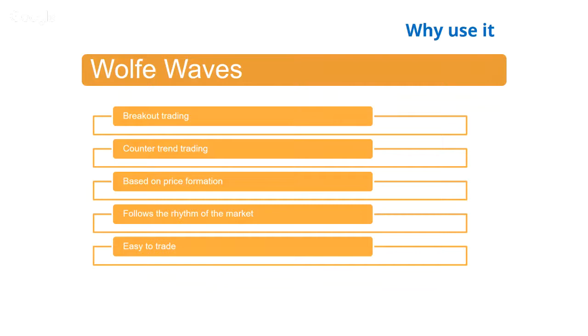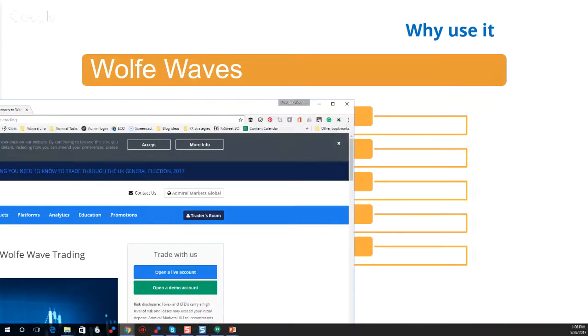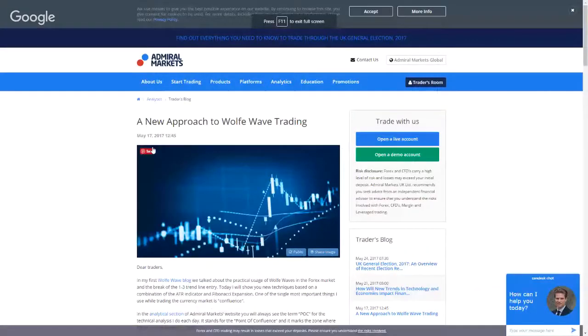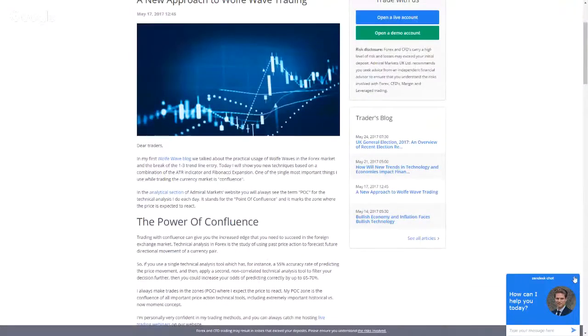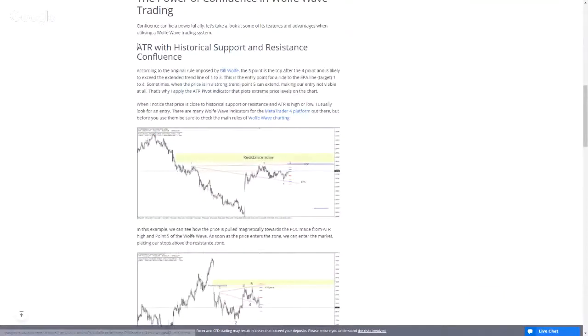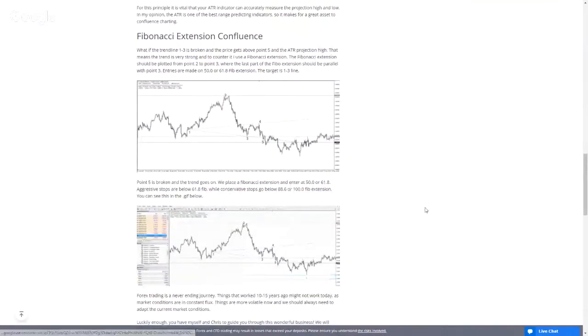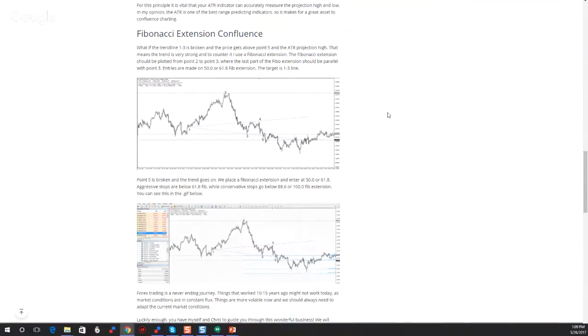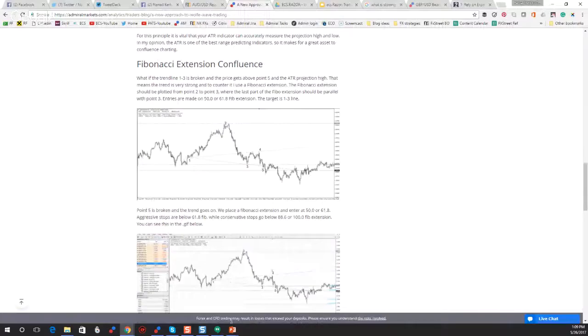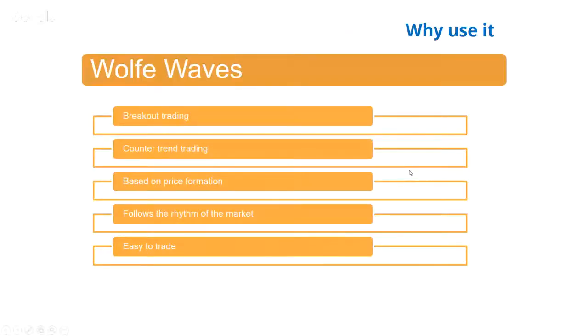Now here in this blog that I did with Admiral Markets, it's called a new approach to Wolfe Wave trading. I have explained some interesting facts about confluence, about using ATR with Wolfe Waves, also how to use Fibonacci extension confluence. I also included a GIF so you can see how I charted. So this can also be a great entry into the Wolfe Waves that I'm explaining today. So pay attention to what I will be showing now.